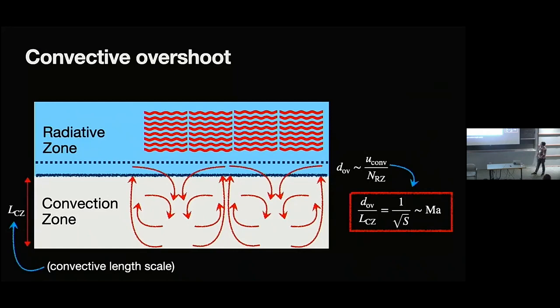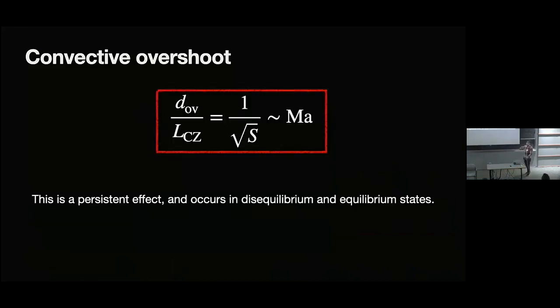If you compare that overshoot length scale to, say, the mixing length or the average length scale of convective velocities, then you get something like the Mach number in stellar models, or 1 over the stiffness, or 1 over the square root of the stiffness if you're a fluids person. The point here is that low Mach number convection doesn't overshoot much. But this is a persistent effect. So whether you're in a transitionary state or evolved state that's in full thermal equilibrium, you're going to have this motion because of the fact that acceleration changes sign at that boundary.